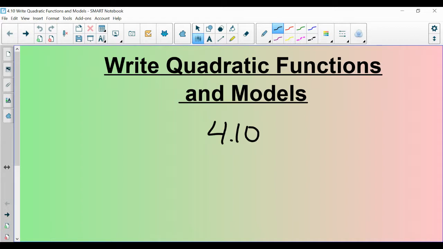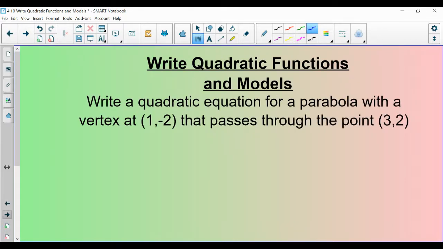4.3 to 4.8, roughly, we solved quadratic equations. Now we are going to spend one section talking about how to write a quadratic function. There's basically going to be two different ways that we're going to do this, with examples of each.